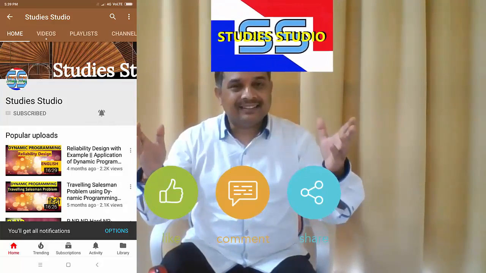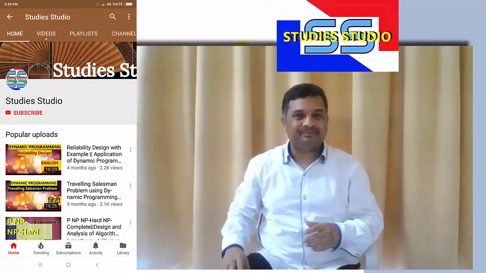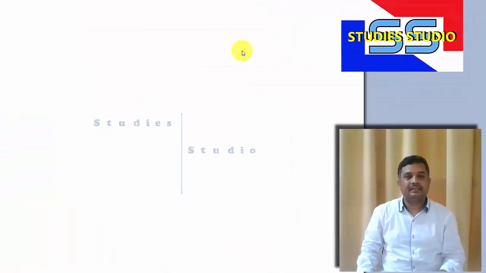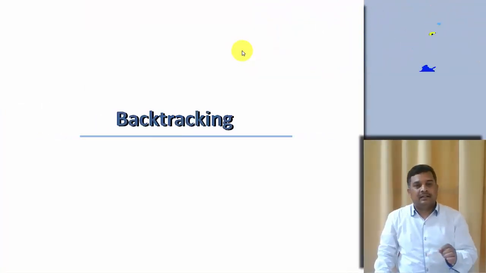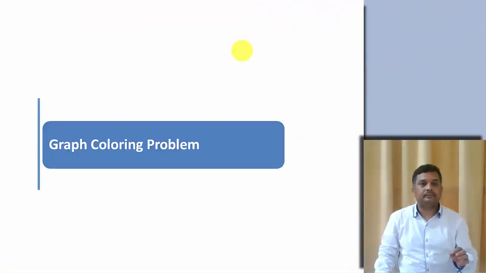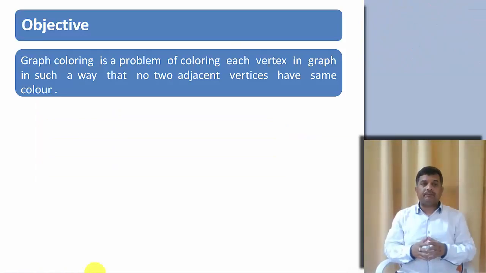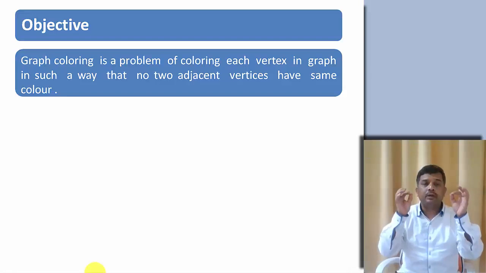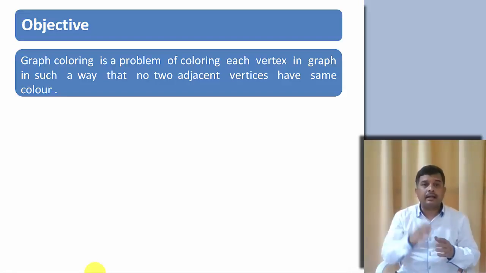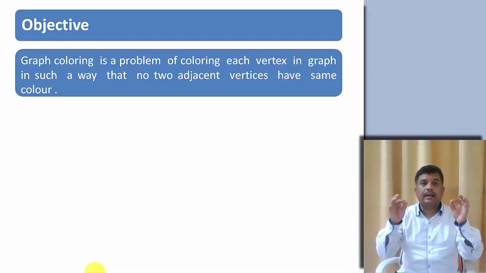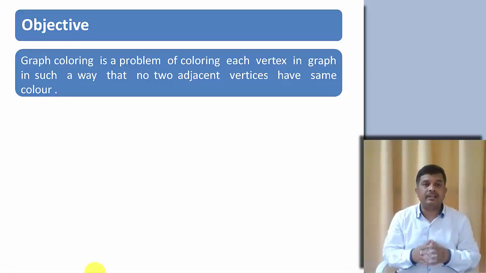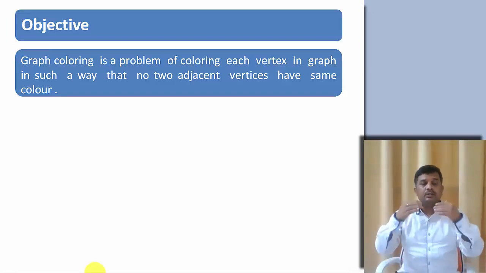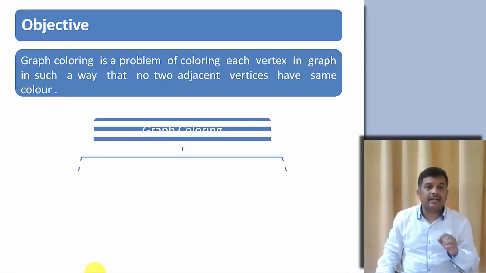Let us start the graph coloring problem. The objective of the graph coloring problem is, if a graph is given, we are asked to color the vertices under a condition that two adjacent vertices will not have the same color. This kind of problem I'll call a graph coloring problem.